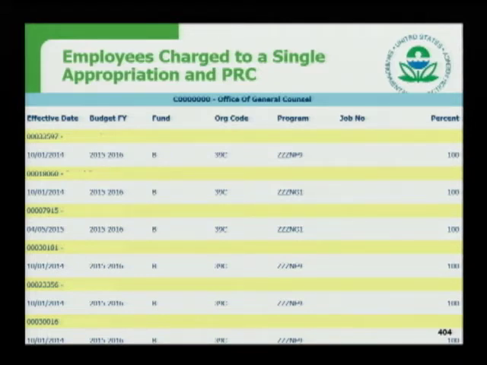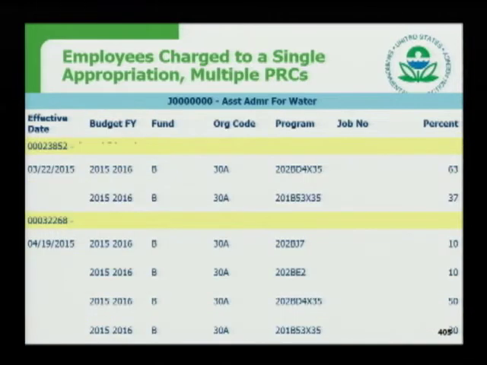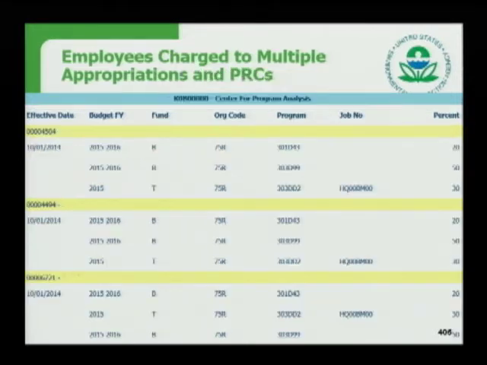These are employees charged to a single apprope and a single PRC. Here we have a single appropriation and multiple PRCs. Multiple appropriations and multiple PRCs. So an employee can be charged to, I believe the most I've seen is 5 or 6 FANs, and someone told me they wanted to limit that number to 5.